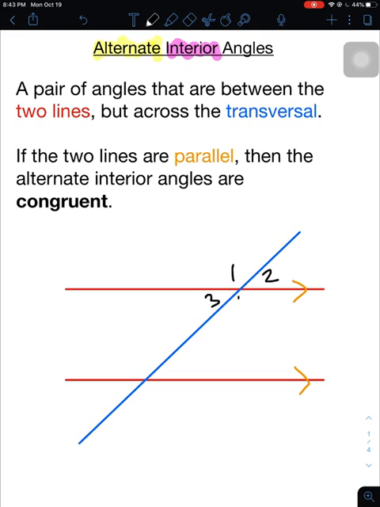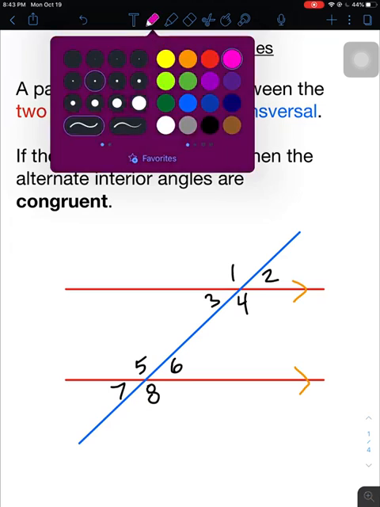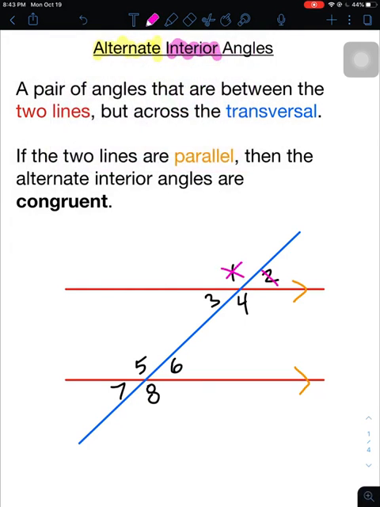So let me number my angles here. I have angle 1, angle 2, angle 3, 4, 5, 6, 7, 8. All right, so if I'm dealing with interior, that means that angle 1 goes out, angle 2 goes out, angle 7, angle 8. Why? Because interior means in between these red lines, right? These angles right here, those are my interiors.